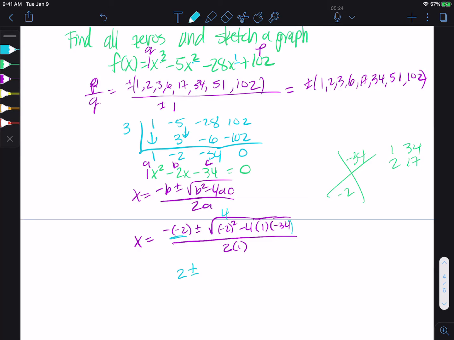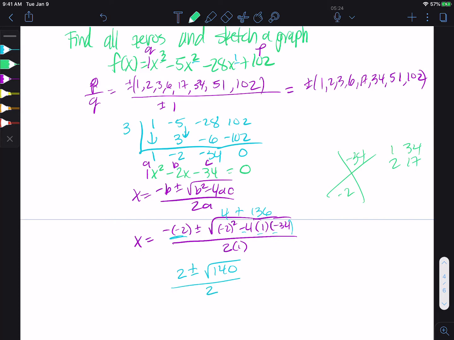And then I like to do the 4 times the 1 times the 34. And then I look at my sign, so negative times negative gives me a positive, so it'll be plus 136. So then I do 4 plus the 136, which gives me 140, over 2 times 1, which is 2.